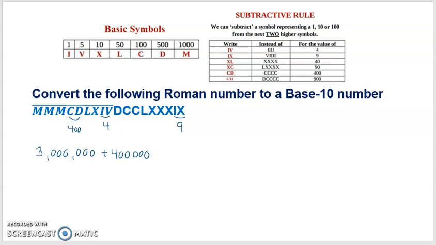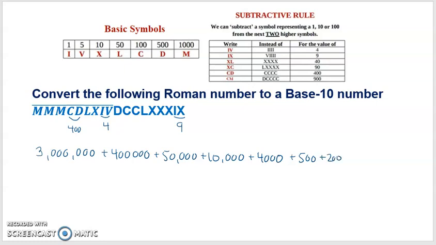LX, well, L is 50, but L with a bar over it is going to be 50,000. X with a bar over it is 10,000. Then IV with a bar over it, again, that's a subtraction combination. 4 with a bar over it is 4,000. So all of that, that's just the pieces with the bar. Now let's look at the other pieces. We've got D, so this is plus 500. Plus 2 C's, that's 2 times 100, or 200.